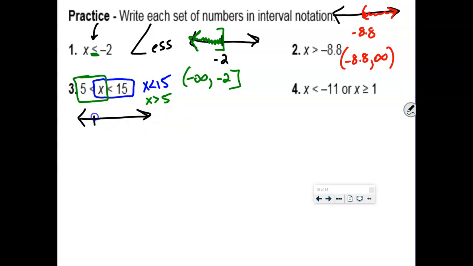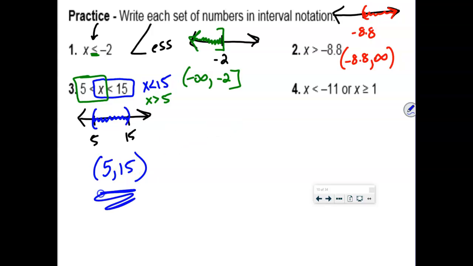So the way that looks on a graph is, we call these and problems. Remember these ands? It's going to be all my numbers that are greater than 5 and less than 15. Notice I used parentheses on both because there's no equal to symbols on either one of those. So we don't include the endpoints. This is called non-inclusive, if you ever hear that term. So your interval reads from 5 and then stops at 15. So it's all solutions between 5 and 15, non-inclusive.